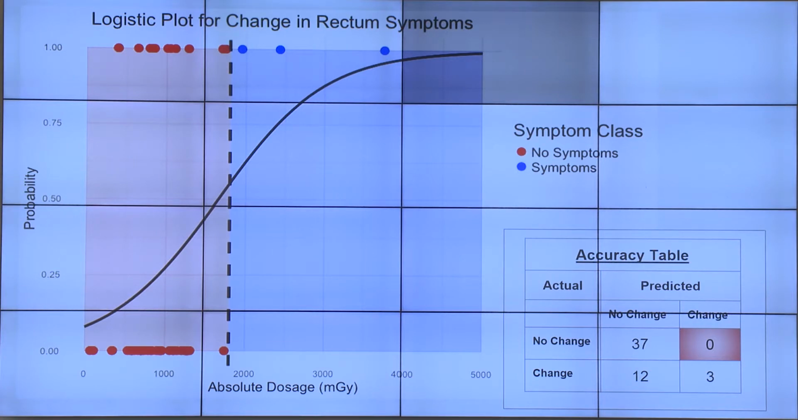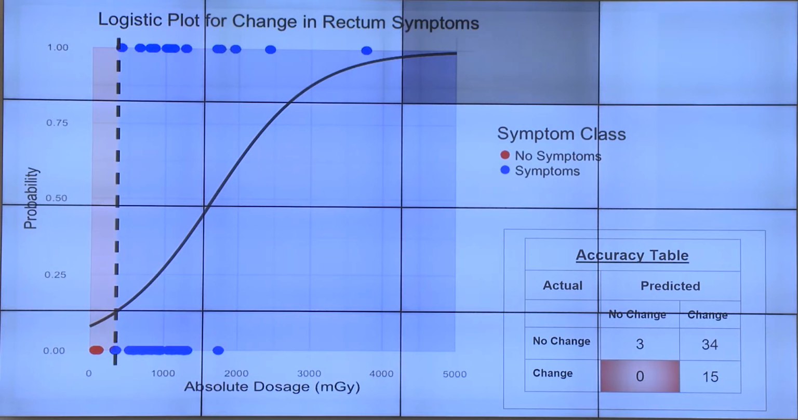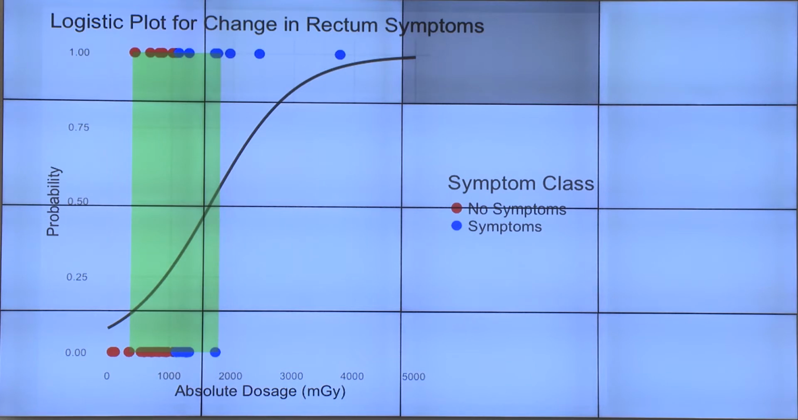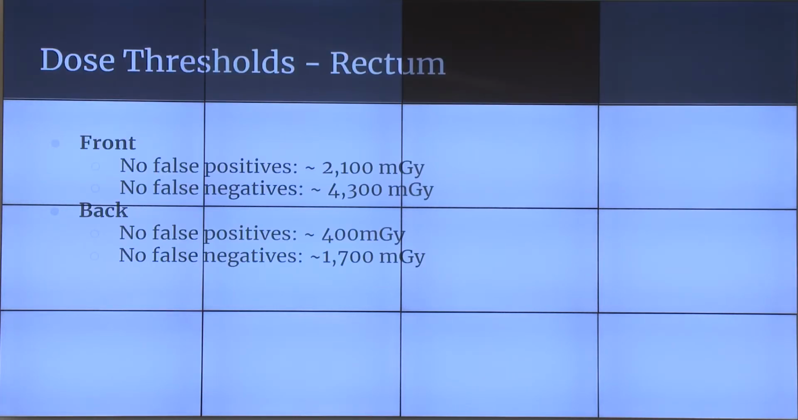In this case, on the plot, we can see, also with the accuracy table, that there are 0 patients that have no change in symptoms that are falsely put into the change category. So basically, there are no mistakes in category assignment. And then we move the threshold again and find where there are no patients in the change category that are mistakenly predicted as having no change in symptoms. And by using these 2 thresholds, we can obtain this boundary that we deemed a safe dosage threshold based on our data. For the front and back of the rectum, we got interesting results. For the front of the rectum, we had a dosage threshold between 2100 milligray and 4300 milligray. And for the back of the rectum, we found a range between 400 milligray and 1700 milligray.